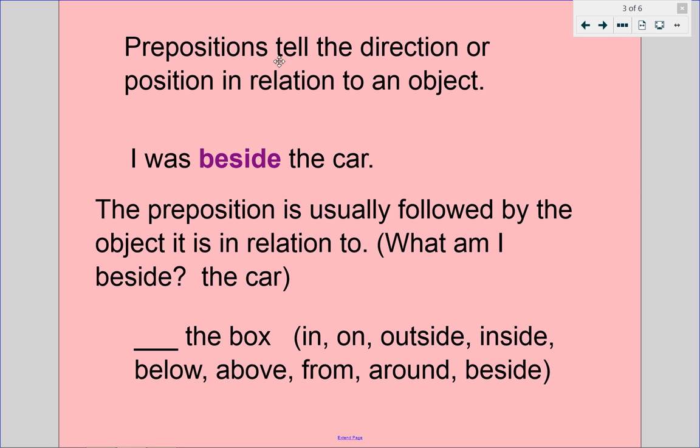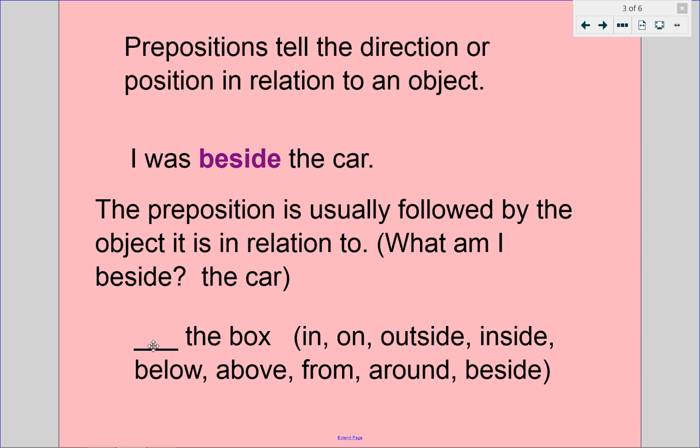Now, prepositions are different. They tell the direction or position in relation to an object. So you're talking about your position of something to another object. So in this sentence here, I was beside the car. Beside is my preposition. And that's usually followed by the object that it's talking about, that it has a relationship to. Beside the car. What is it beside? It's beside the car. Or what am I beside? I'm beside the car. So when I look at that, beside shows me a position or a relationship where I am in relation to another object.